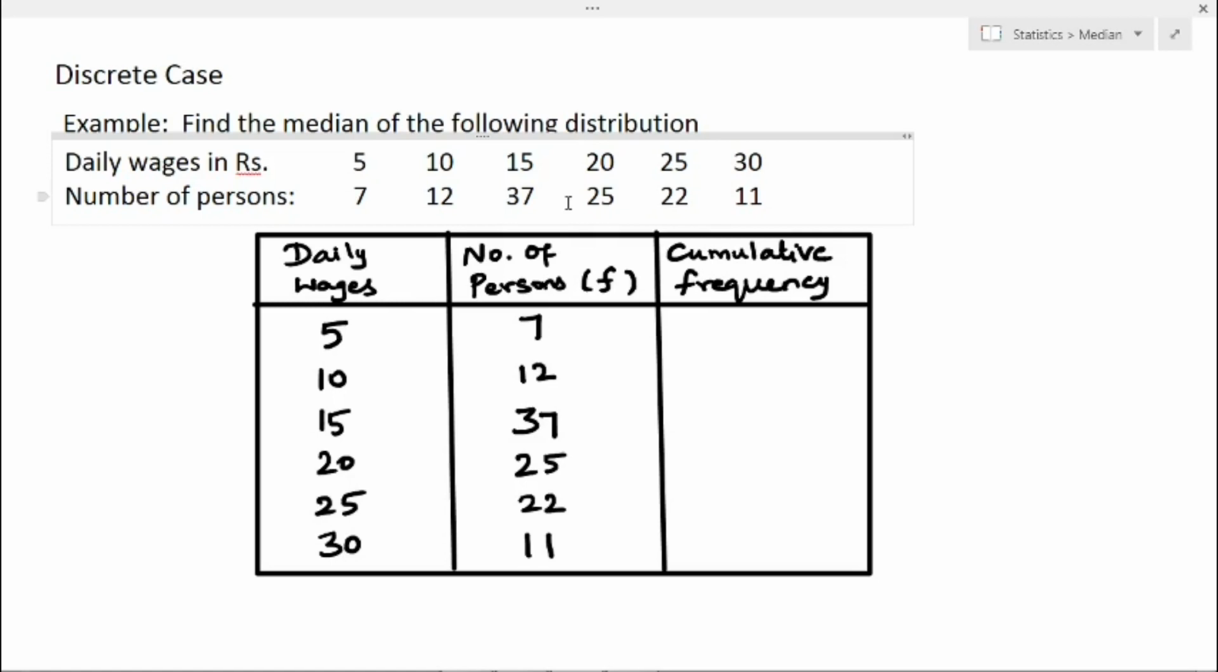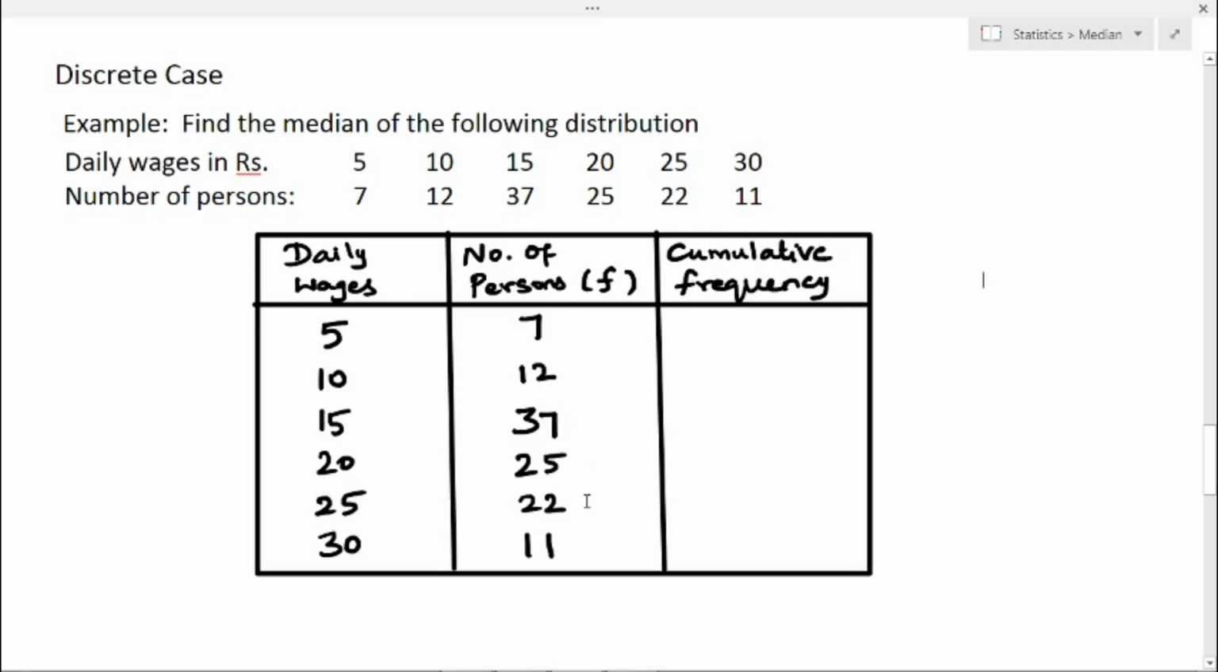So this is of the discrete case. Discrete case means first we have to arrange the data in ascending or descending order. Here in the problem itself the data are arranged in ascending order, that is 5, 10, 15, 20, 25 and 30, so I have written it as it is. Next, the number of persons, that is the frequency: 7, 12, 37, 25, 22 and 11.